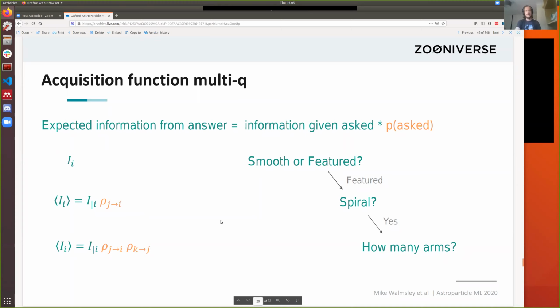So if I want to know how informative it would be to ask if a galaxy has spiral arms or not, it's simply the information gain given that I asked, does this galaxy have spiral arms, multiplied by the probability that a volunteer will complete the featured answer to the previous question that would lead them to spiral in the first place. And of course, you can recurse, right? So for however many conditional levels you want, you just ask the probability for all the previous answers.